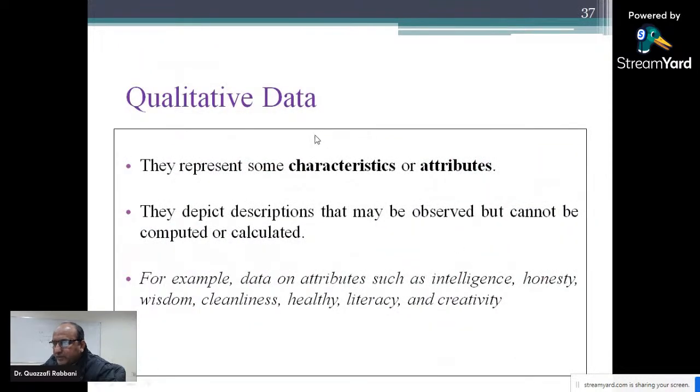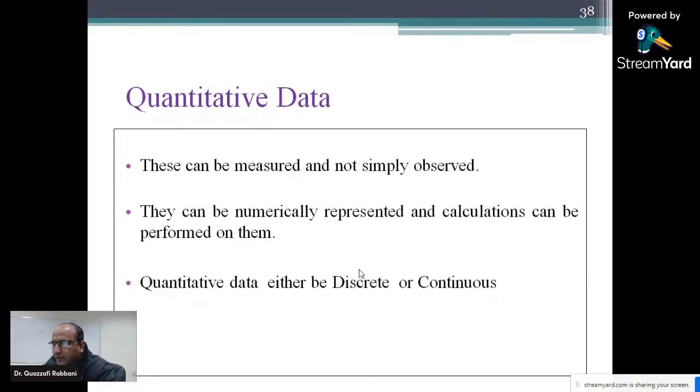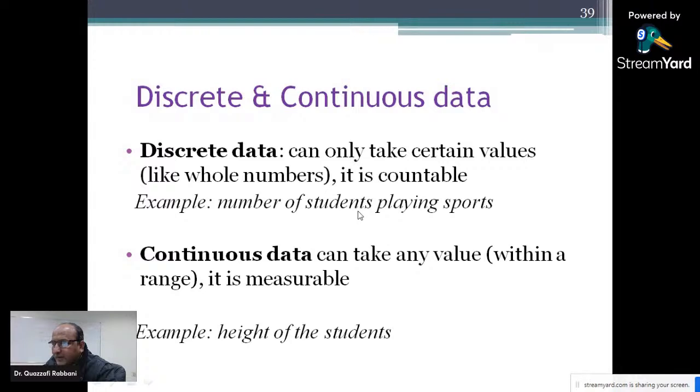Now here we describe the qualitative data as they represent some characteristics and attributes. They depict a description that may be observed but cannot be computed and calculated. For example, qualitative data is intelligence, honesty, wisdom, cleanliness, healthy, literacy, creativity. So these are the qualitative data. Quantitative data can be measured and counted. For example, discrete and continuous.